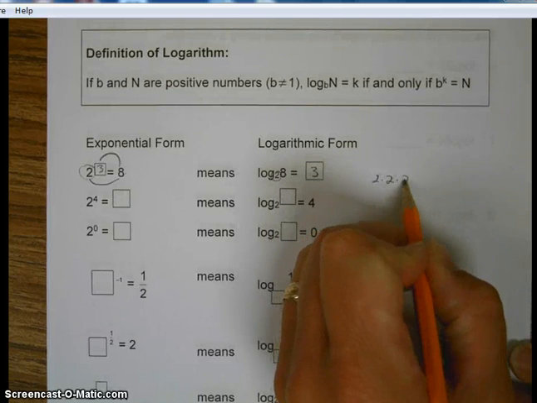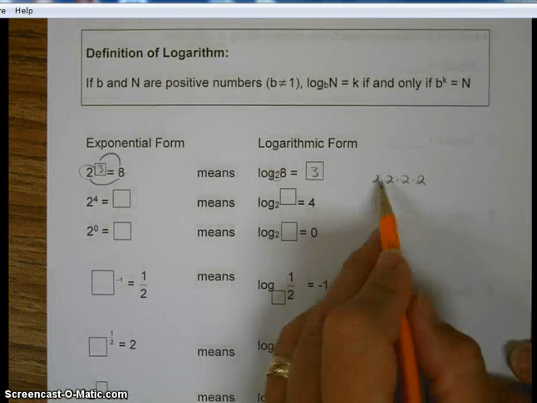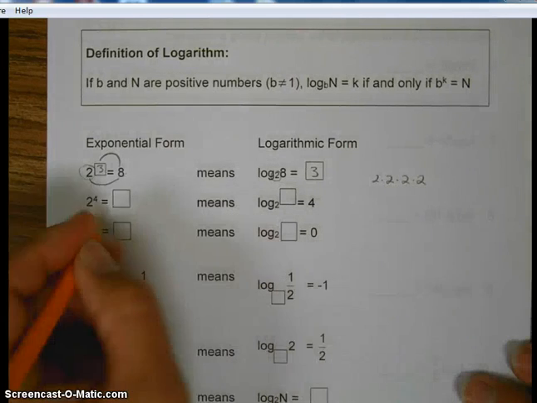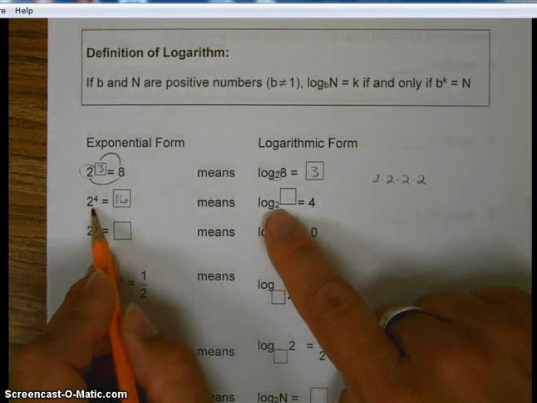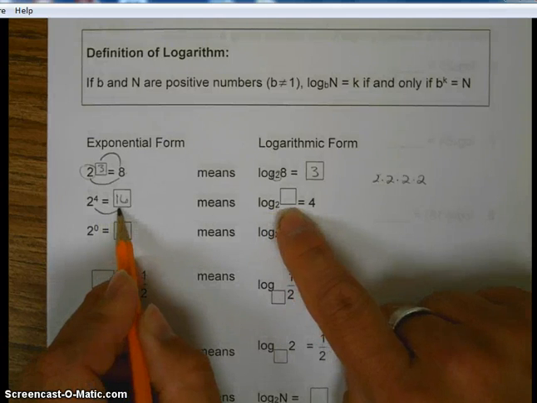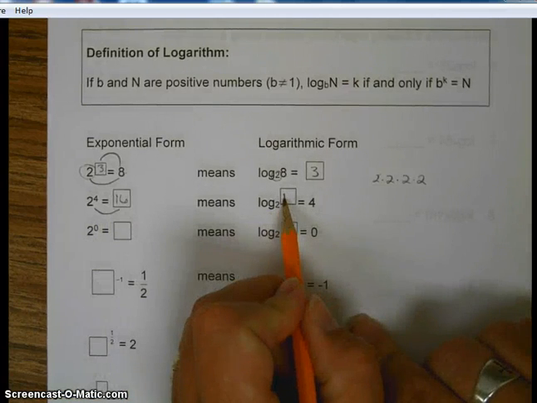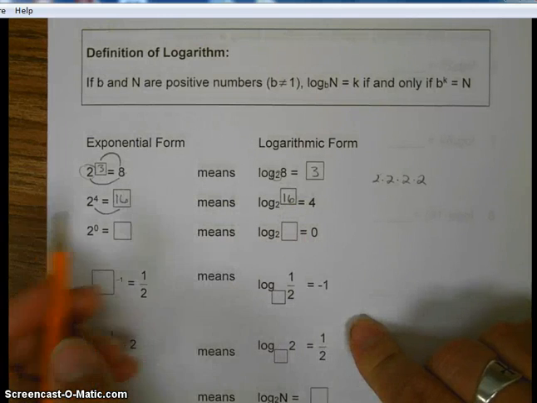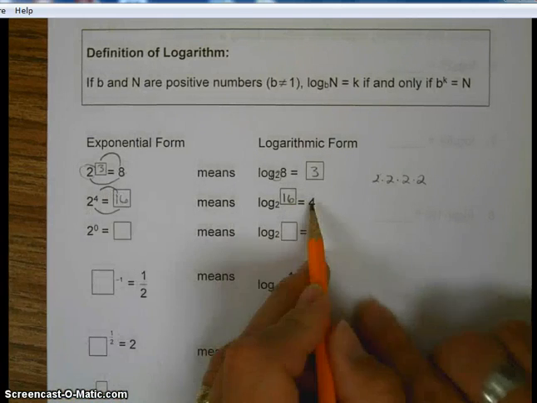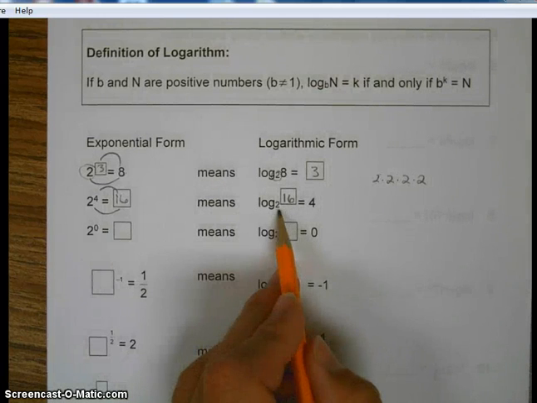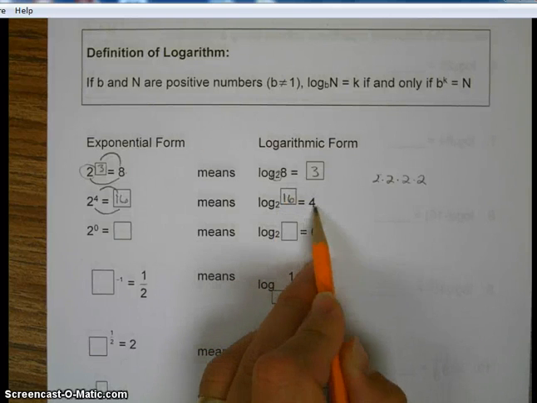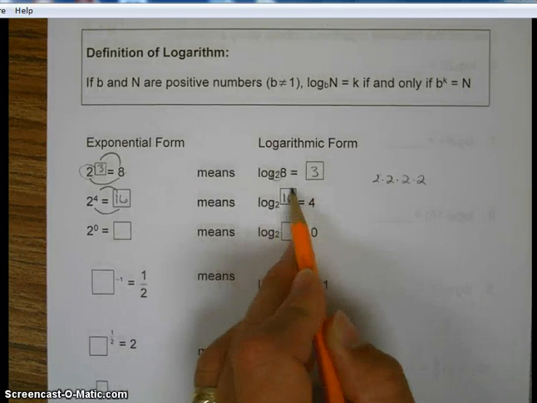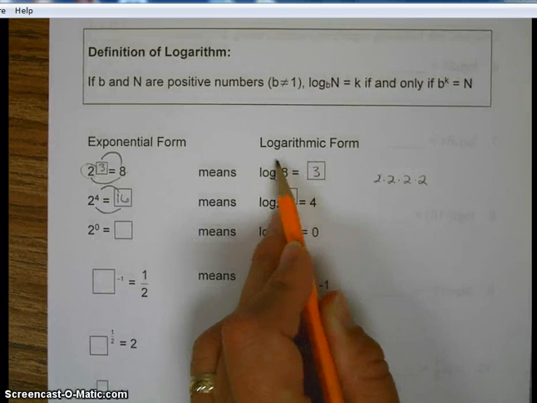Okay, so 2 to the 4th power, we know that 2 to the 4th power is 2 times 2 times 2 times 2, which is 4, 8, 16. So 2 goes in the base, going in that circular motion. 16 is going to represent the argument, and then 4 is the answer. So log base 2 of 16 is equal to 4. In other words, 2 to the 4th power is 16. Again, there's that circular motion. 2 to the 3rd power is equal to 8.